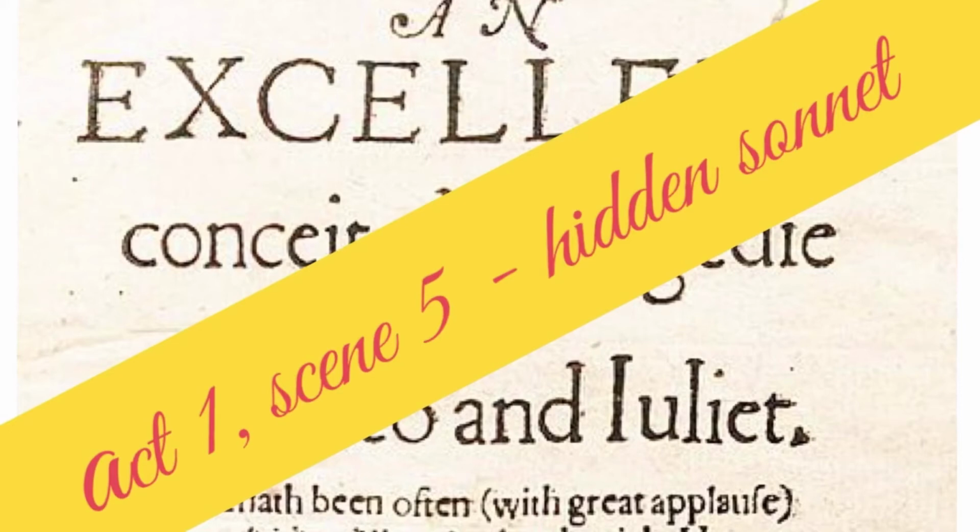In William Shakespeare's play Romeo and Juliet, 3 sonnets and 2 partial sonnets can be found. 2 of these are very obvious, and 1 complete sonnet is hidden between the lines, and that is the one we are going to look at now. It can be found in Act 1, Scene 5, when Romeo talks to Juliet for the first time.